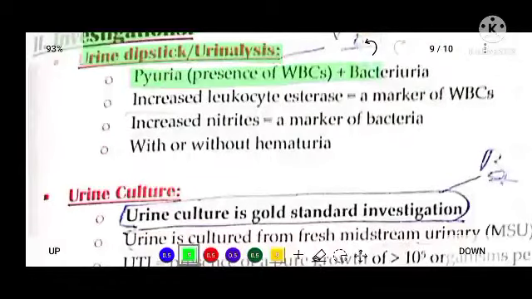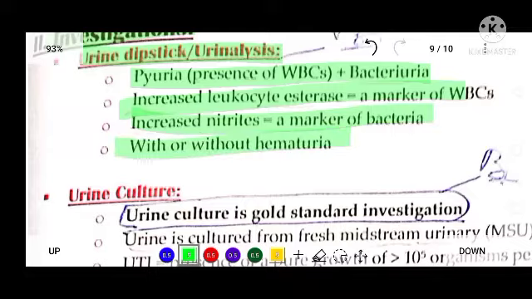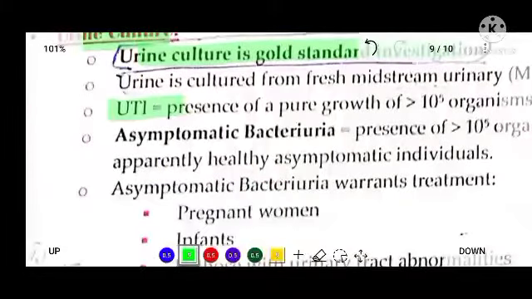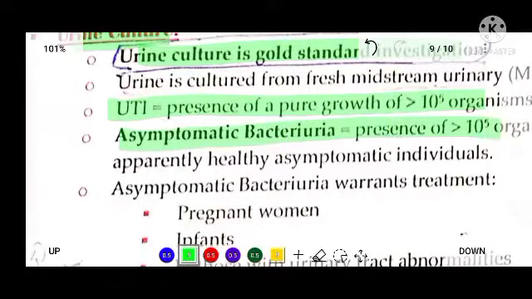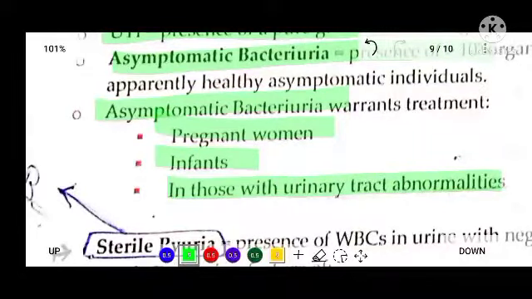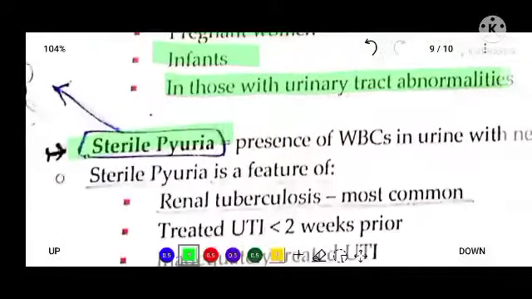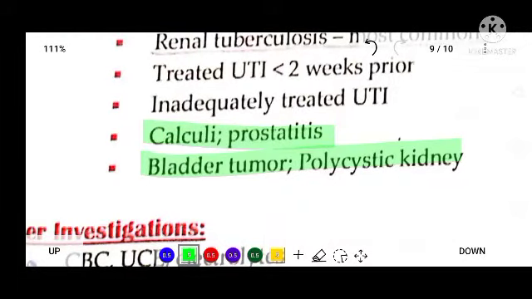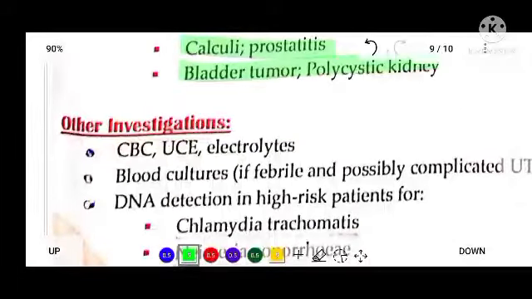For pyuria, WBCs will be increased, with increased leukocyte esterase, increased nitrites, and with or without hematuria. Urine culture is the gold standard investigation, and the presence of a pure growth. Asymptomatic bacteriuria will be there in pregnant women, infants, and those with urinary tract abnormalities. Sterile pyuria will be there with calculi, prostatitis, bladder tumor, and polycystic kidney disease.